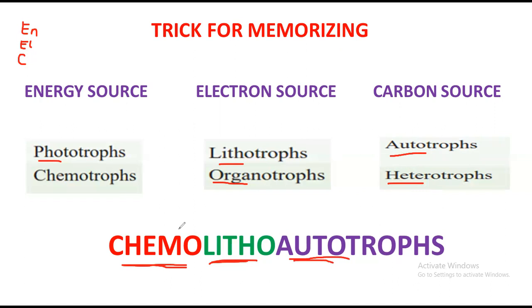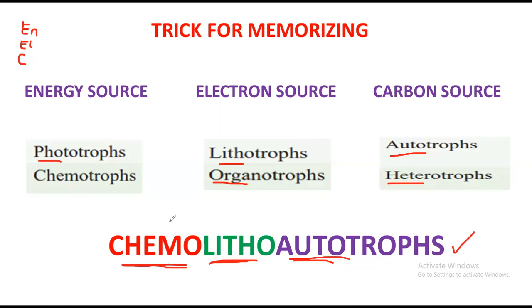So if someone asks you that there is a special type of bacteria that is using an inorganic molecule as its energy source, an inorganic molecule as its electron source, and is using CO2 as its carbon source, then there will be a trick: energy, electron, carbon. For energy, if it is inorganic, here will be chemo. If it is inorganic for electron source, here will be litho. And if it is using CO2, it will be auto. So you will tick that option, as it satisfies the answer.